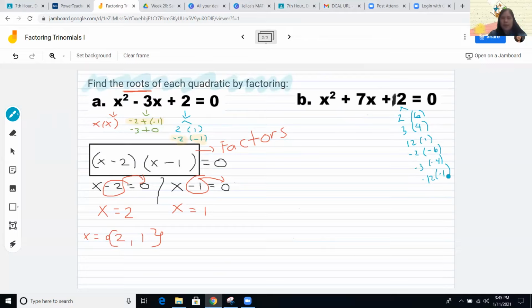Next, after identifying all the factors of the constant term, we're going now to look for the addends for our linear term. Again, on the constant term, we're looking for the factors. On the linear term, we're looking for the addends. On the quadratic term, we're looking for the factors too. Now what are the addends? What are the numbers that, if you add them, you will get 7? So we have 5 plus 2 is 7.